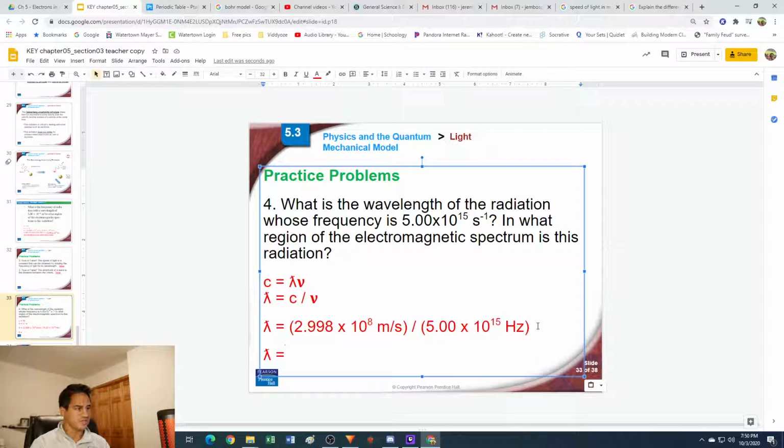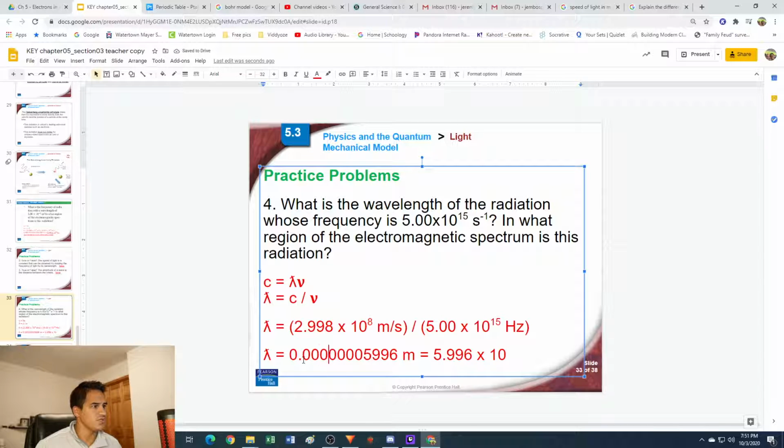2.998 times 10 to the 8th divided by 5.00 times 10 to the 15th equals, and we get a very small number, but we get 0. So let's see here. 1, 2, 3, 4, 5, 6, 7. I'm just going to double check that. 1, 2, 3, 4, 5, 6, 7. Yep, 5996 meters. So that is our wavelength, which let's put in scientific notation. So this is going to be 5.996 times 10 to the, and let's see, we're going to move this over 1, 2, 3, 4, 5, 6, 7, 8 places. So 10 to the negative 8th.